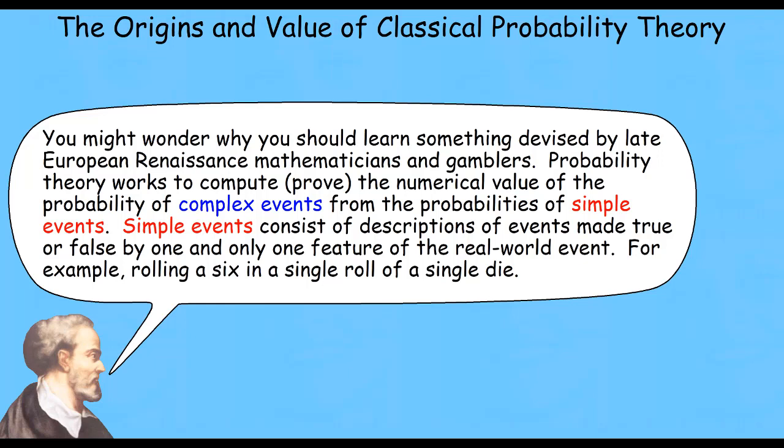Probability theory works to compute or to prove the numerical value of the probability of complex events from the numerical probabilities of simple events. Now, simple events just consist of descriptions of events that are made true or false by one and only one feature of the real world.